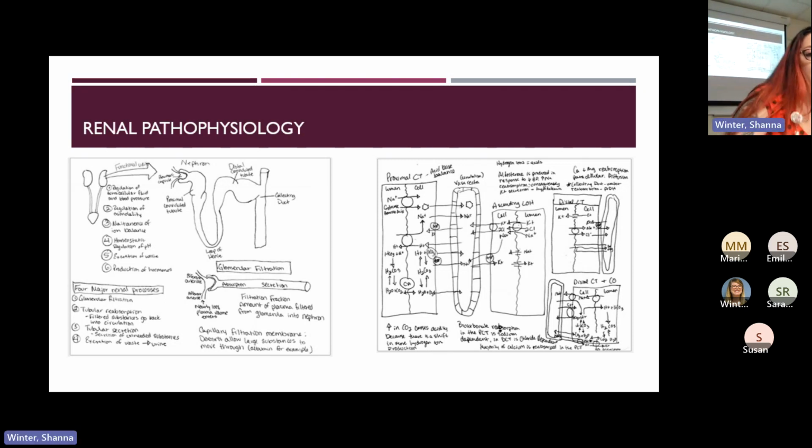reabsorption in the proximal convoluted tubule, which would be over here, is sodium dependent, and then in the distal convoluted tubule, it's chloride dependent. So that's why chloride can affect your pH. You'll have a non-anion gap metabolic acidosis if your chloride's not sufficient, or if it's too high, especially, you can have an abnormal bicarb production.